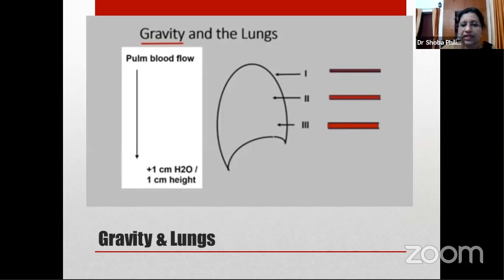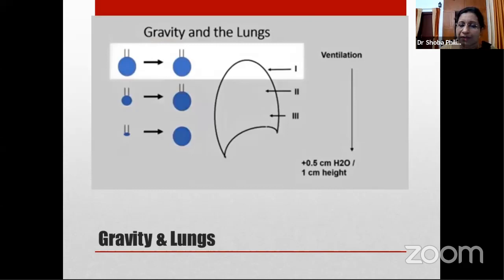What happens in gravity? As you see in the diagram, the perfusion is best in zone 3. What happens to ventilation? What we learn is that ventilation is better at the apex than at the base. But with the effect of gravity, what happens? The basal part of the lung, though the alveoli had collapsed, they're more compliant. So with the effect of gravity, ventilation also starts increasing.